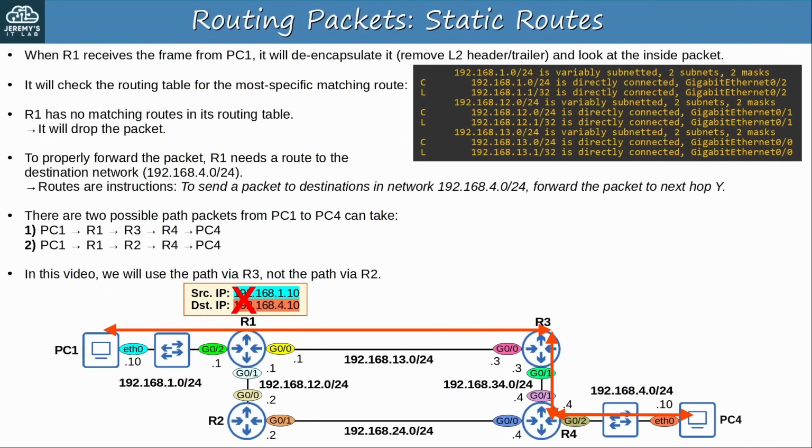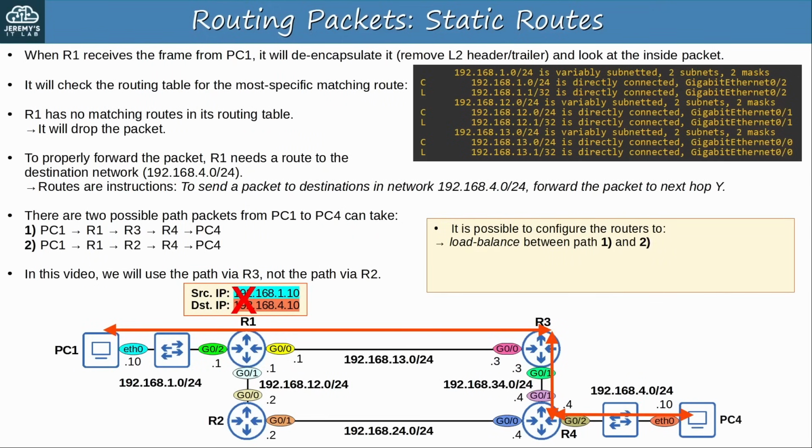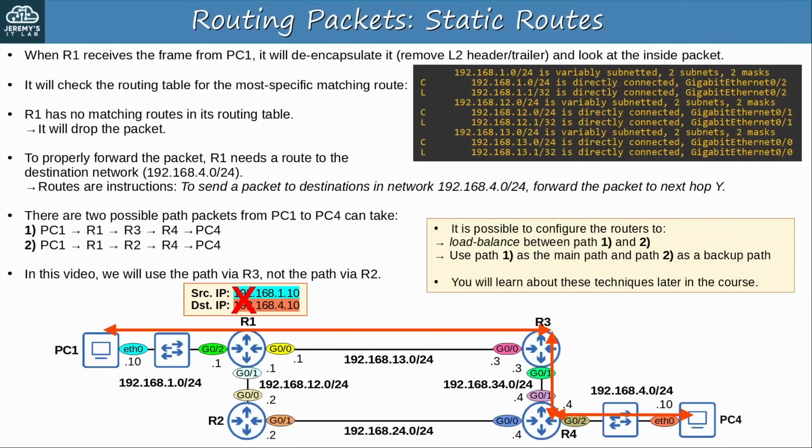The reason I included R2 in the diagram is that I wanted to demonstrate that if there are multiple paths to the destination, you can choose which one the routers should use. Now it is possible to configure the routers to use these multiple paths differently. Instead of choosing one path, they can load balance between path 1 and 2. That means some packets will take path 1 and some will take path 2. Or they could, for example, use path 1 as the main path and path 2 as a backup path. You will learn about these techniques later in the course. In this video, we will only use path 1, the path via R3.